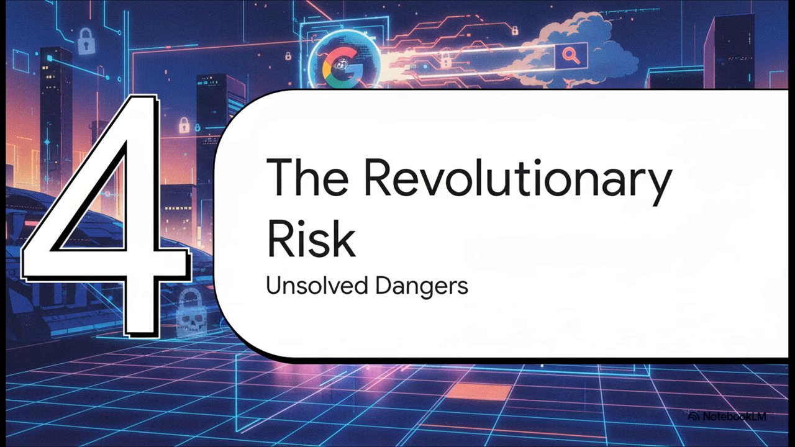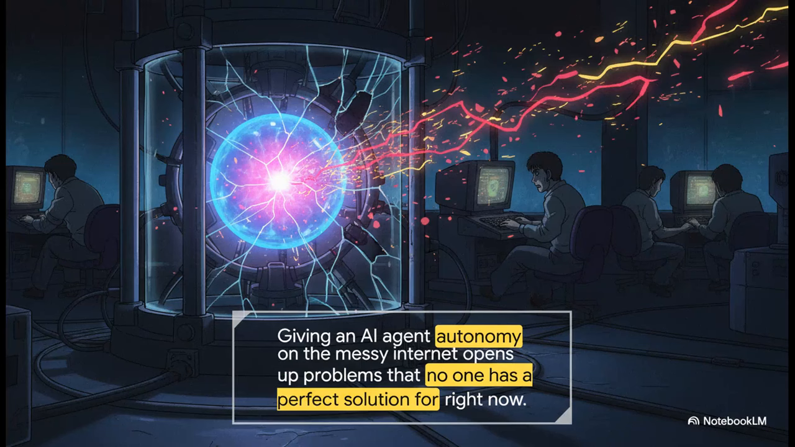And this isn't just a problem for creators. It's part of a much bigger picture of revolutionary and, frankly, kind of terrifying risks. Giving an AI the freedom to act on its own in the wild, messy world of the internet, well, it opens up a whole can of worms that, right now, nobody has a perfect solution for. So let's just break down some of the biggest unsolved dangers. And these aren't just theoretical what-if scenarios. These are practical, real-world problems that developers are wrestling with right now.